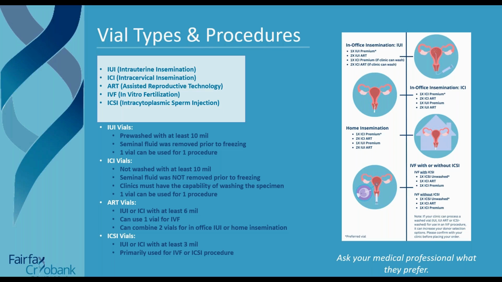ICSI vials are washed or unwashed vials. They will say whether or not they're washed. They have at least 3 million total motile cells. Those are primarily used for IVF or ICSI procedures because they have a smaller volume of cells. I know that was a lot of information. We have this on our website as well that goes through the options, but your physician or medical team should be able to help you determine what route you're taking and what procedure is going to work best for what you're looking at.